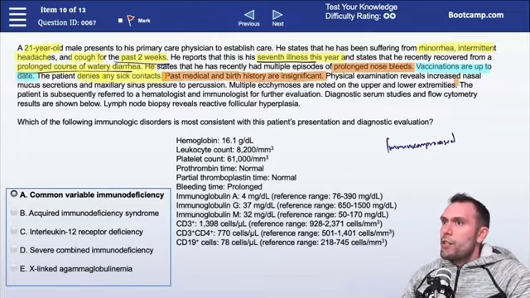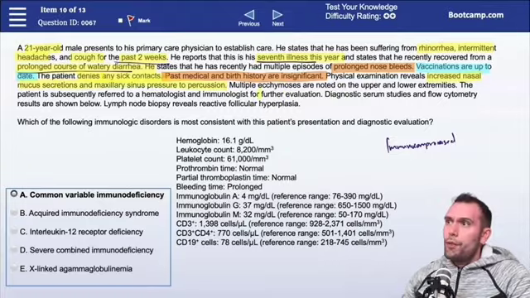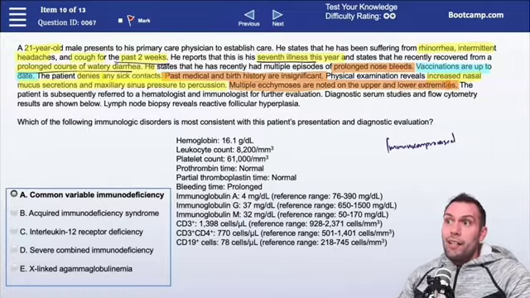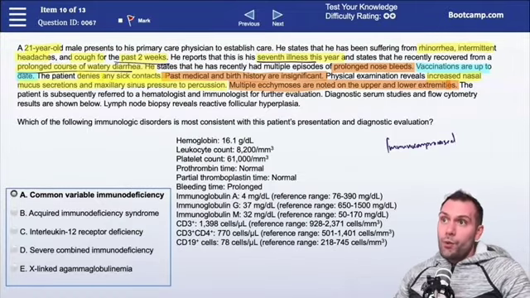Physical exam reveals increased nasal mucus secretions and maxillary sinus pressure to percussion. Kind of sounds like an episode of sinusitis here. Multiple ecchymoses are noted on the upper and lower extremities. Okay, so this is going back to the prolonged nosebleeds. Now I'm thinking, okay, is there a coagulopathy going on here, or is it a platelet disorder?